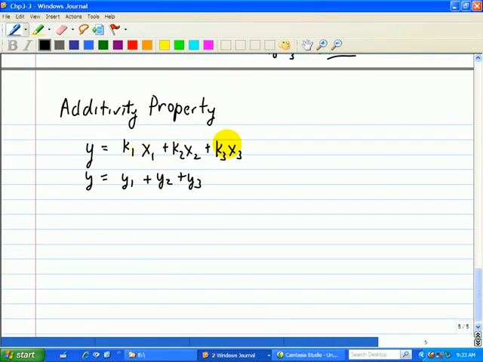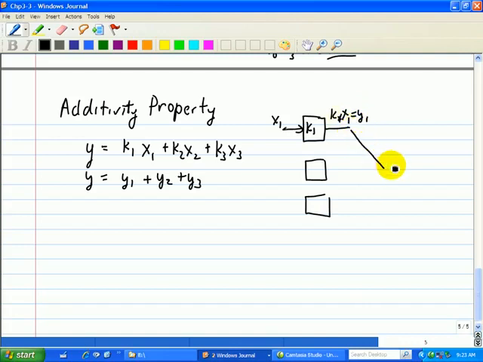Now we can show this in block diagram form, where an input X1 gets multiplied by K1. The output of this block is K1X1, and that's just Y1. And we're going to feed it through a summer. Later on we'll show how the multiplier and this adder can be modeled with operational amplifiers.